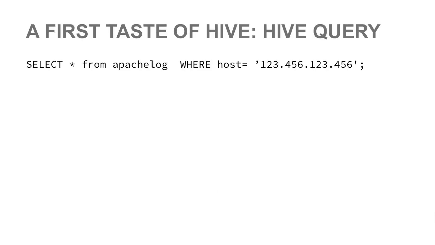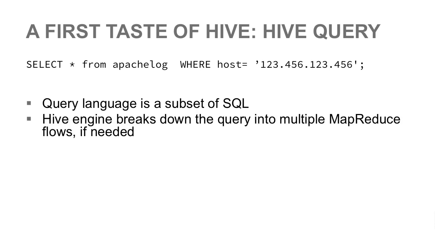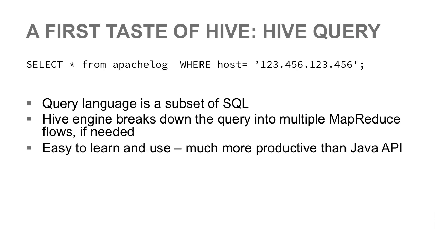Running the queries is going to look very familiar. So here is a query where we are selecting entries where host matches particular IP address. And as you can see, this really looks like a plain SQL. So the query language is a subset of SQL. The compiler is going to convert it into a set of MapReduce statements. So if you think about it, this is going to be a great advantage for Hive. The API is very productive. It's more productive than Java.